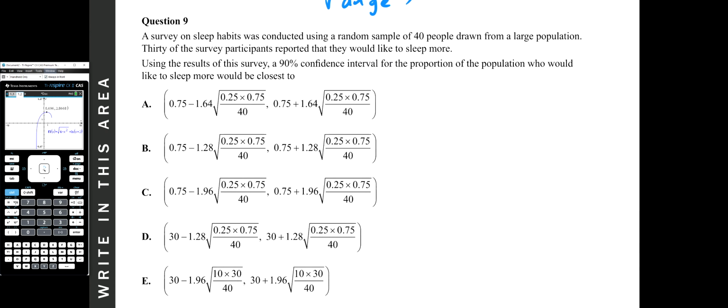All right, moving on to question 9. A survey on sleep habits was conducted using a random sample of 40 people. So 40 people right there, that is n equals 40. And we've got 30 of the survey participants that reported that they would like to sleep more. So that means our number of successes, little x, is equal to 30.